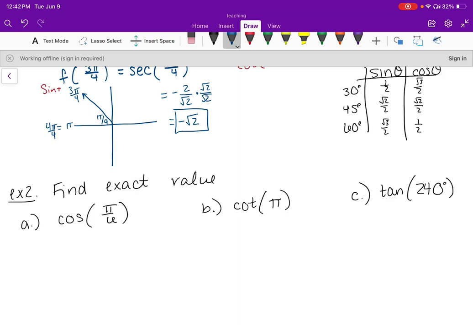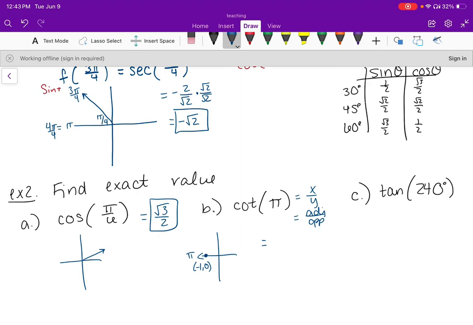And so I'll do these quickly for us. Cosine of pi over 6, that's in quadrant 1. Pi over 6 is the same as 30 degrees. Cosine of 30 degrees, if I look at my table, is square root 3 over 2. Cotangent of pi, so pi is going to be over here. It goes through the point negative 1, 0. Remember that cotangent is the x over the y, or the adjacent over the opposite. So x would be negative 1 over 0. So this is undefined.